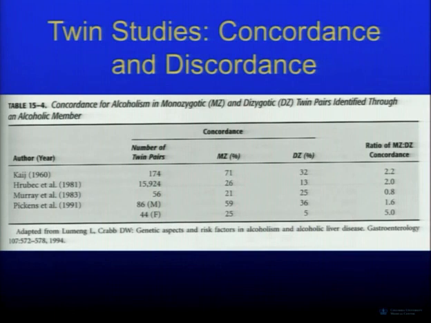We talked a little bit about twin studies, concordance and discordance. And if you have a genetic association, where would the concordance be higher, in monozygotic or dizygotic twins? Monozygotic, right? Because they have a stronger genetic relationship, and so there should be a stronger association to disease if it is genetic.